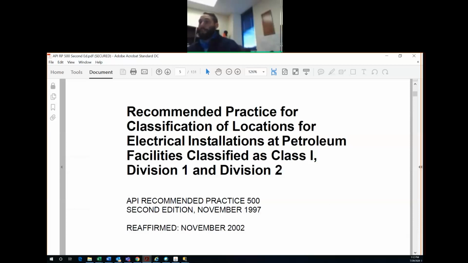The third edition, we will go over later, has some more conservative classifications where you might have to redesign your facility based on the distance that the third edition would make you put for a classified location.